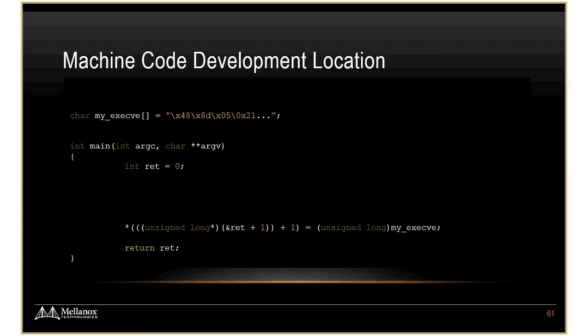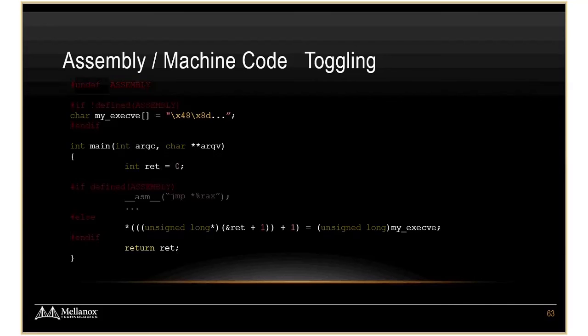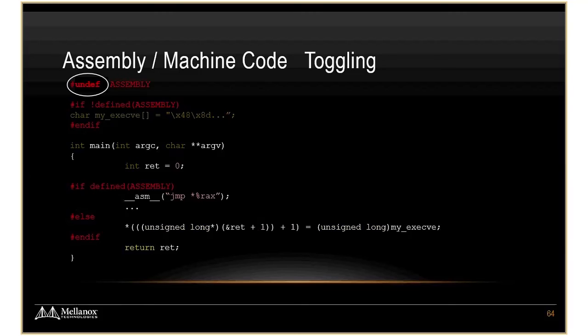And it's very useful to also at the same time hold the assembly code which corresponds to the machine code in my execve. So I'll put that in the code as well, and I'll toggle between running the assembly version and the equivalent machine code version with an ifdef. Okay, so if it's undefined, it's the machine code which will be running, and if it's defined, then it's the assembly code that will be running. So it's very convenient this way.